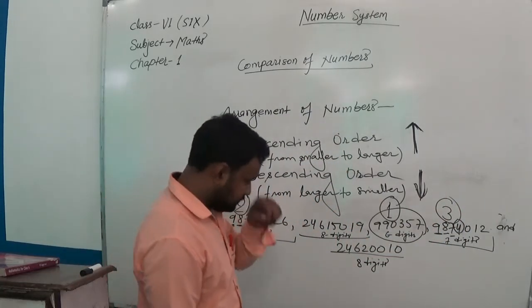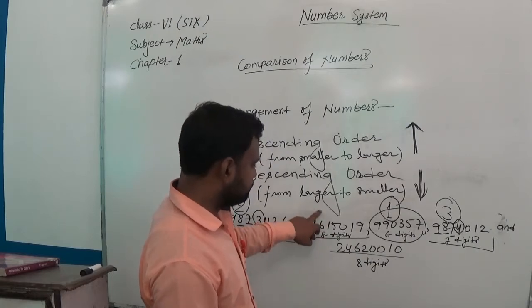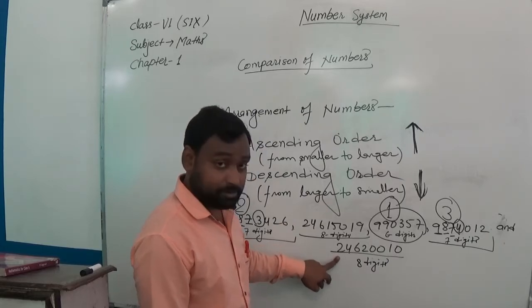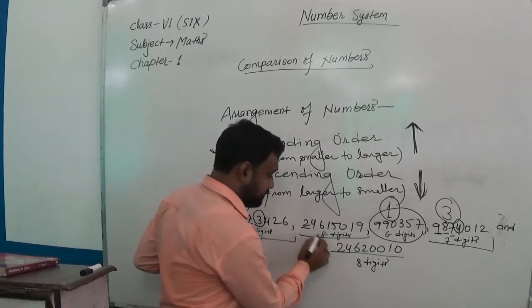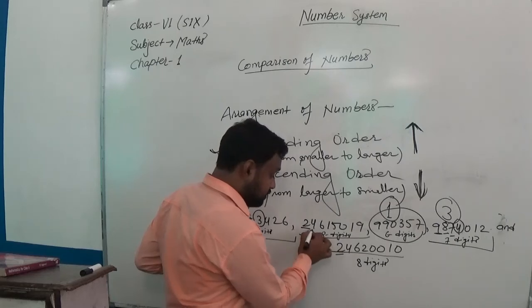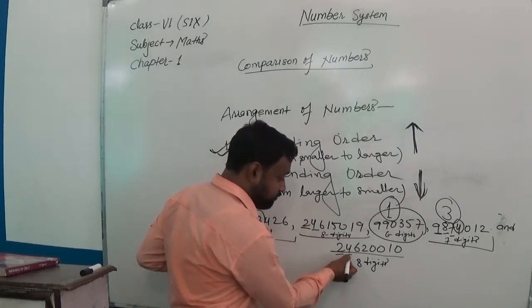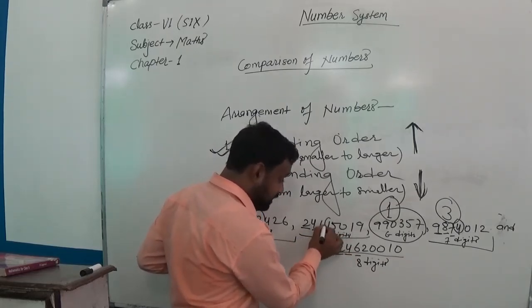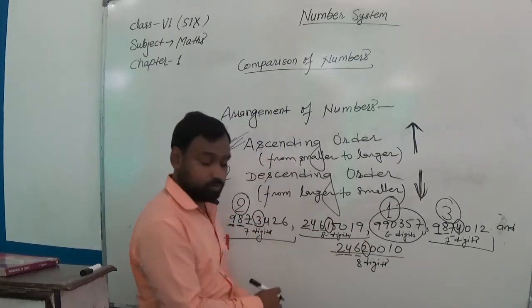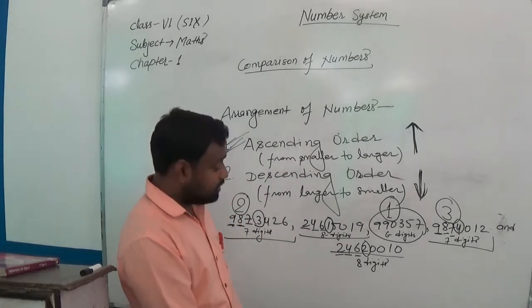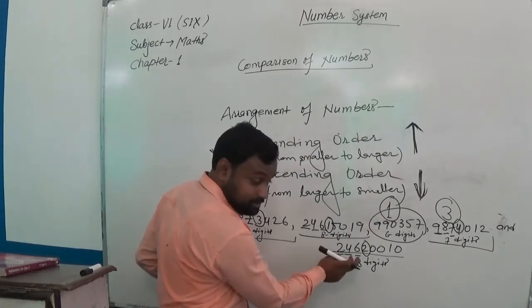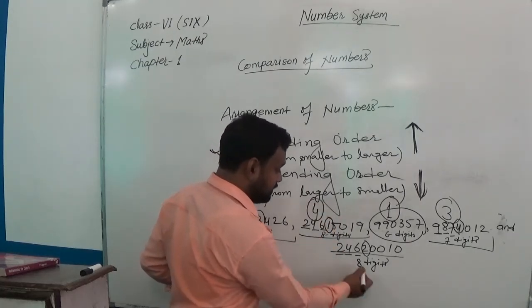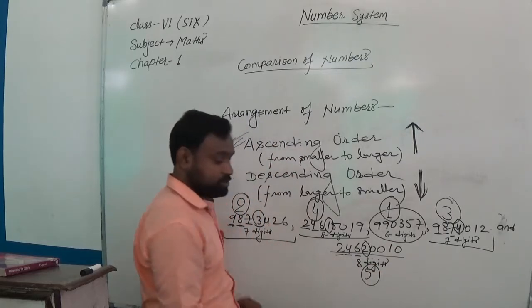Okay, now 4. These two numbers have the same number of digits, so we compare the first digit. 2, can't determine which is greater at this point. 4, can't be determined. 6, can't be determined. Here at the fourth position we have 1 and 2. It means this number will be less than that number. That's why it will be in fourth position and that one in fifth position.